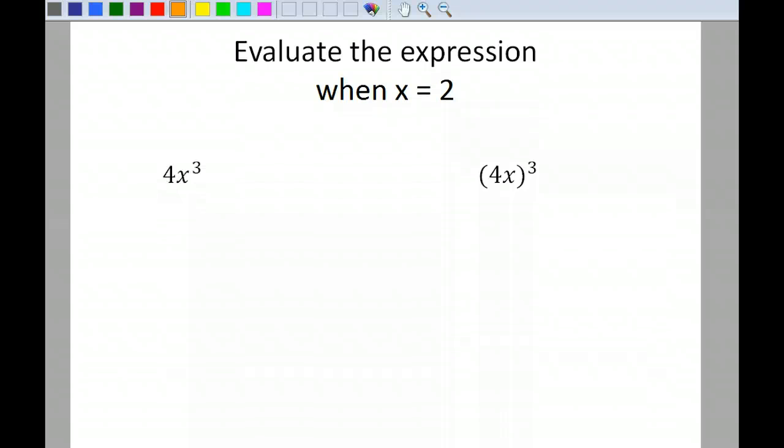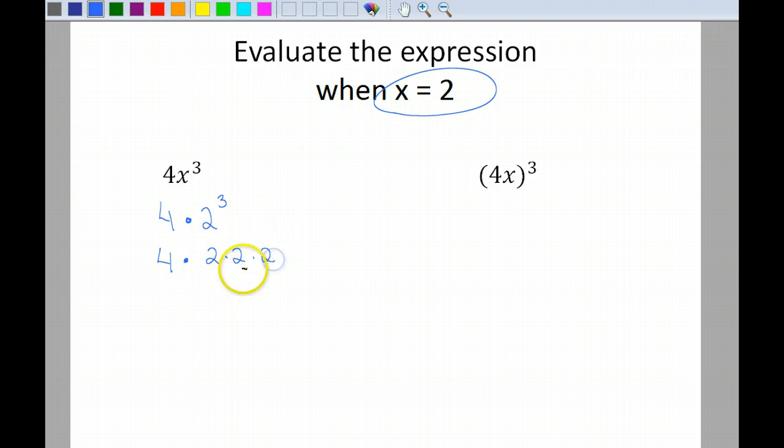Now let's evaluate the expression when x is equal to 2. I have 4x cubed. So I have 4. I see x is 2. So I have 4 times 2 to the third power. So I have 4 times, let's see, 2 times 2 times 2. 2 times 2 is 4, times 2 is 8. So I really have 4 times 8. Now what's 4 times 8? 32.